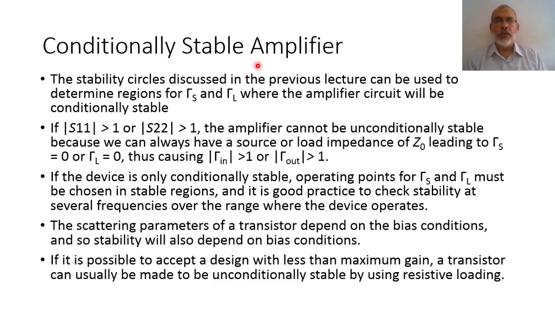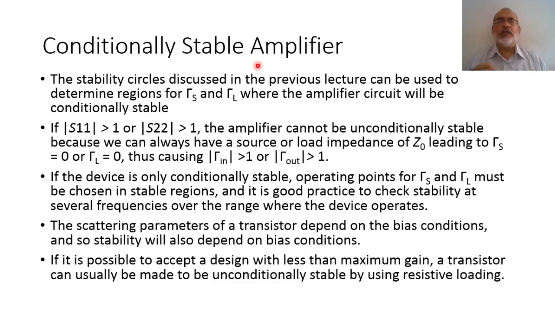In the previous video, we discussed the stability of a microwave amplifier, and we said that the amplifier would be stable if the magnitude of gamma input is less than unity and the magnitude of gamma output is less than unity. And we said that the values of gamma input and gamma output depend on the source reflection coefficient gamma source, the load reflection coefficient gamma load, and the scattering parameters of the transistor.